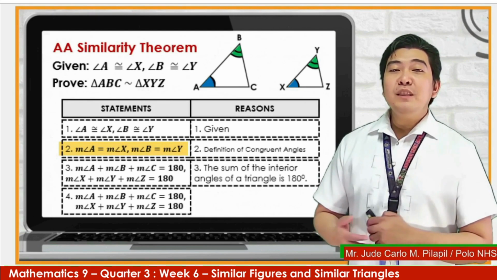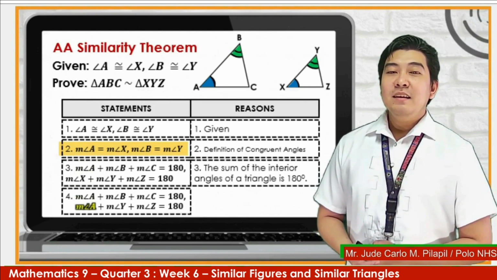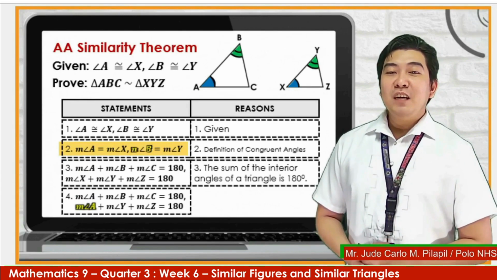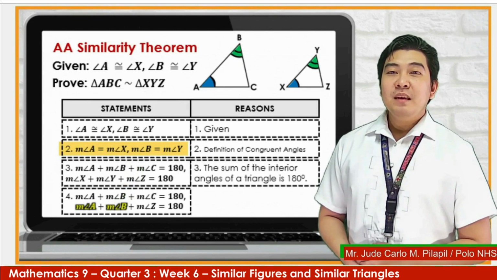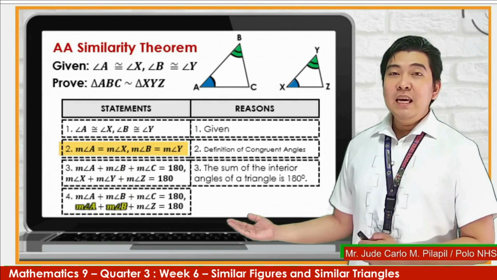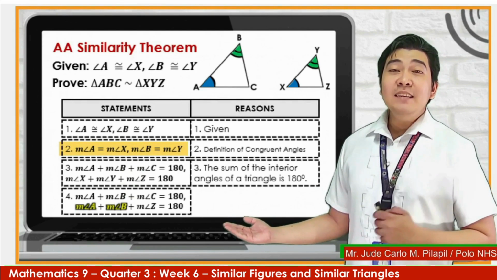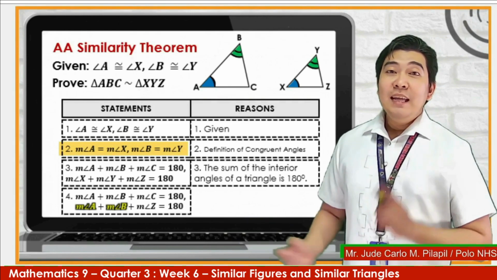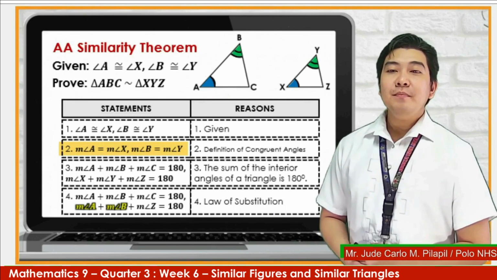Let us substitute the measure of angle X by measure of angle A. Next, let us substitute measure of angle Y by measure of angle B. So we now have the statement measure of angle A plus measure of angle B plus measure of angle C is equal to 180. That is because of the law of substitution.